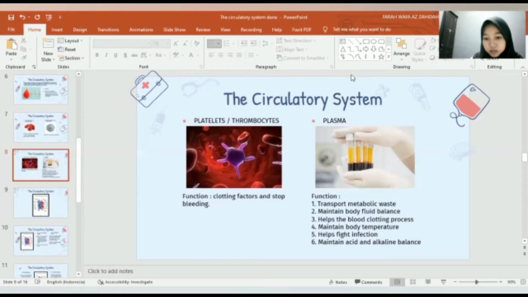Plasma functions: 1. Transport metabolic waste. 2. Maintain body fluid balance. 3. Helps the blood clotting process. 4. Maintain body temperature. 5. Helps fight infection. 6. Maintain acid and alkaline balance.